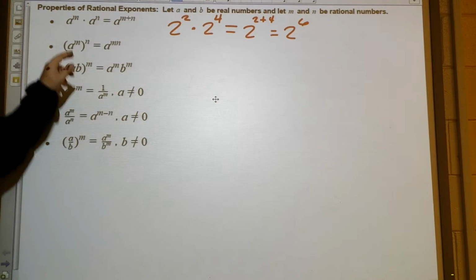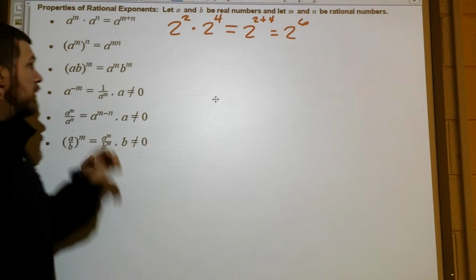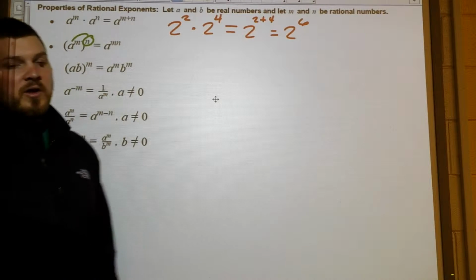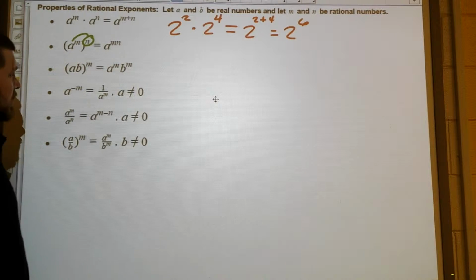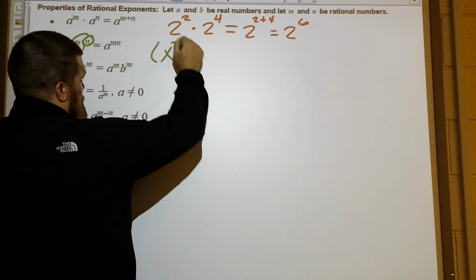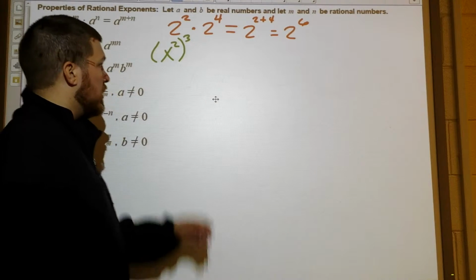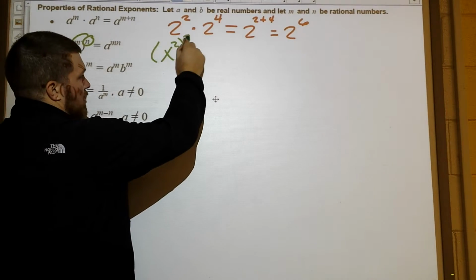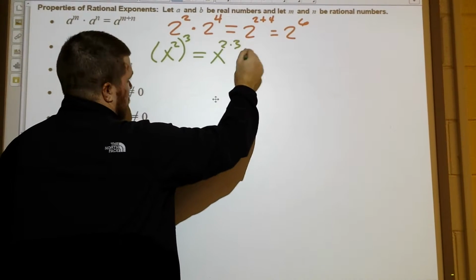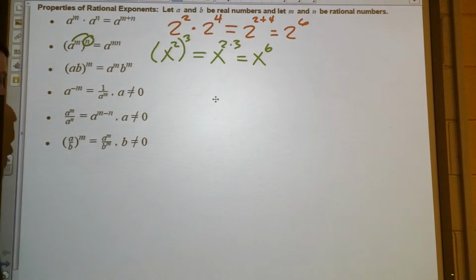The second property, when I have a power raised to a power, I call that superpower, because what's going to happen is this power on the outside gets shared with whatever power is on the inside. So you're going to multiply those powers. For instance, if I have x squared, then raise all of that to the 3rd power, I have a power to a power, so I just multiply the powers. So x to the 2 times 3, which is x to the 6. Okay?